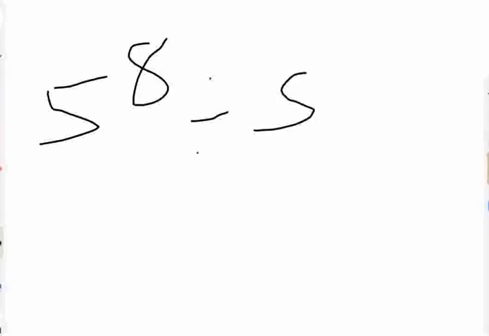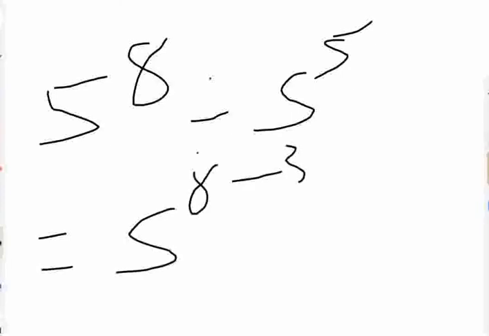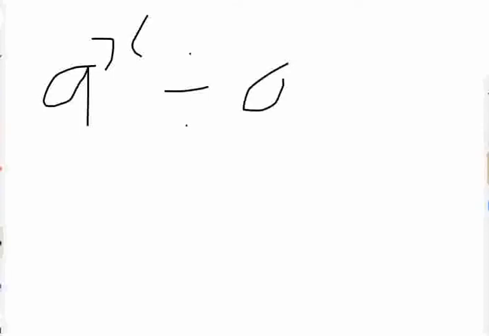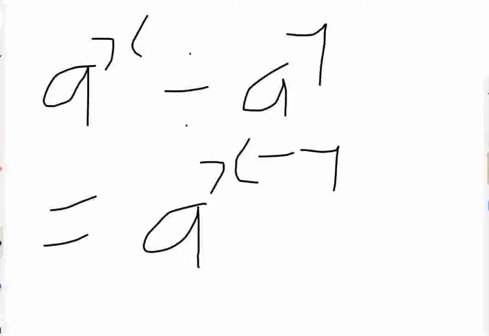Say if you have again 5 to the power of 8 divided by 5 to the power of 5, this is equal to 5 to the power of 8 minus 5, which is equal to 5 to the power of 3. Hence we can say if we have a to the power of x divided by a to the power of y, this is equal to a to the power of x minus y. Now let's go over to the next law, which is the power law.